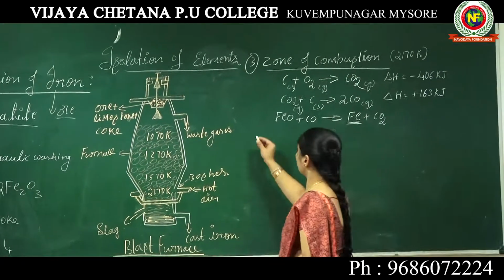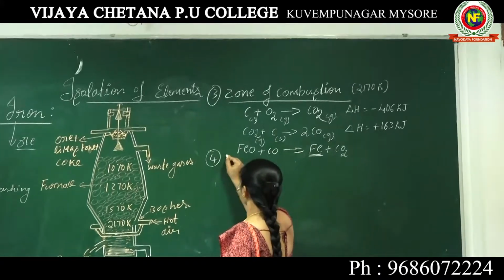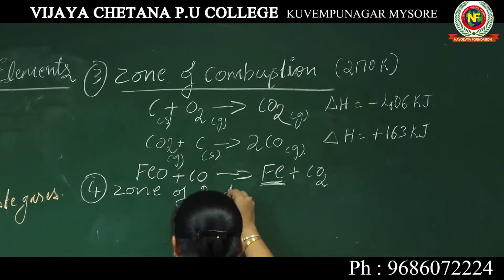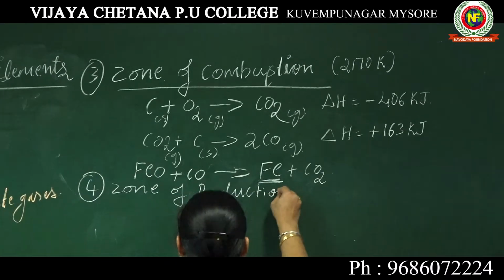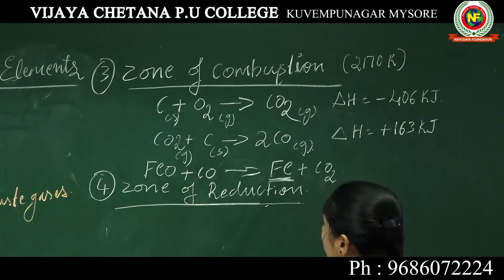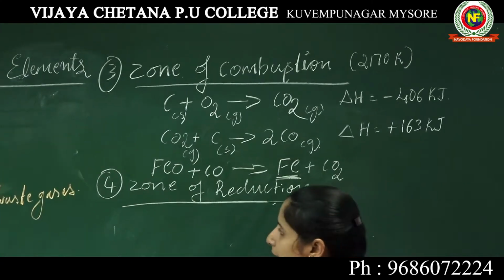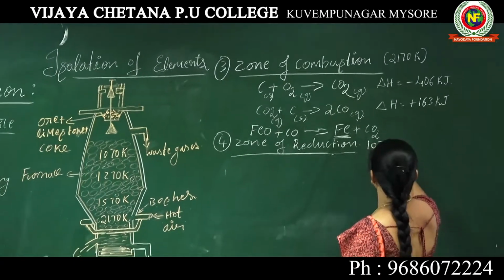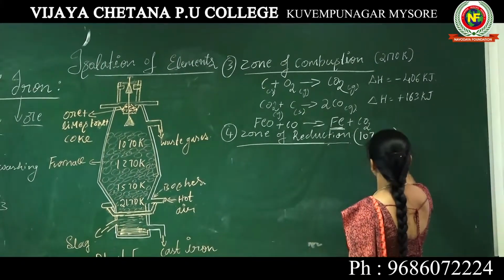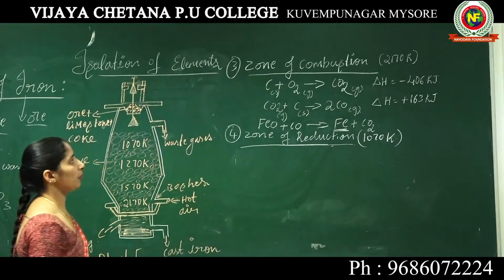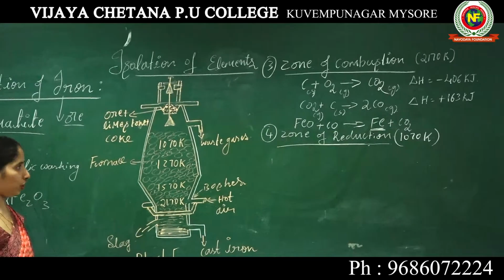Next we come to the zone of reduction. The zone of reduction takes place at 1070 Kelvin.